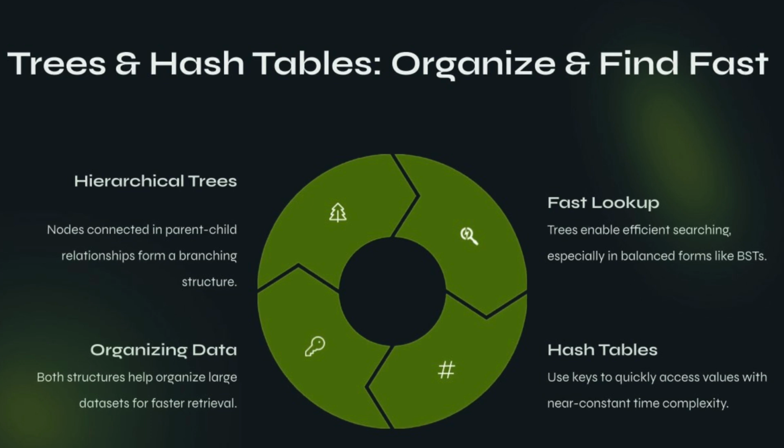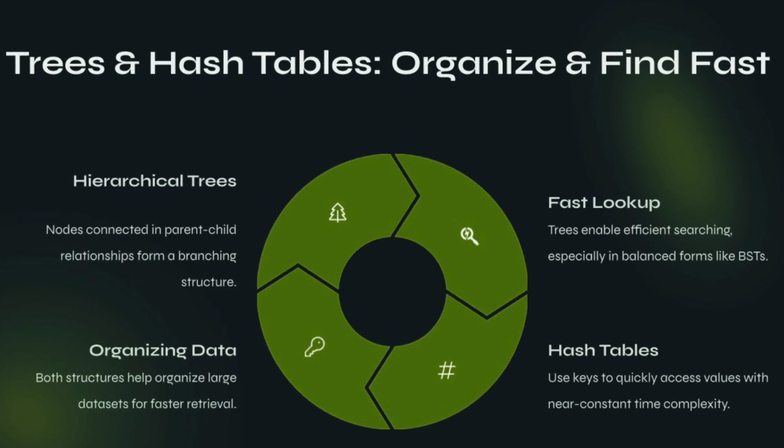So balanced trees, for example AVL or red-black trees, automatically adjust their shape to keep searching fast. Like a gardener pruning a tree to ensure even growth and easy fruit picking. Let's go to hash tables, the speed demons. How hash tables really work.